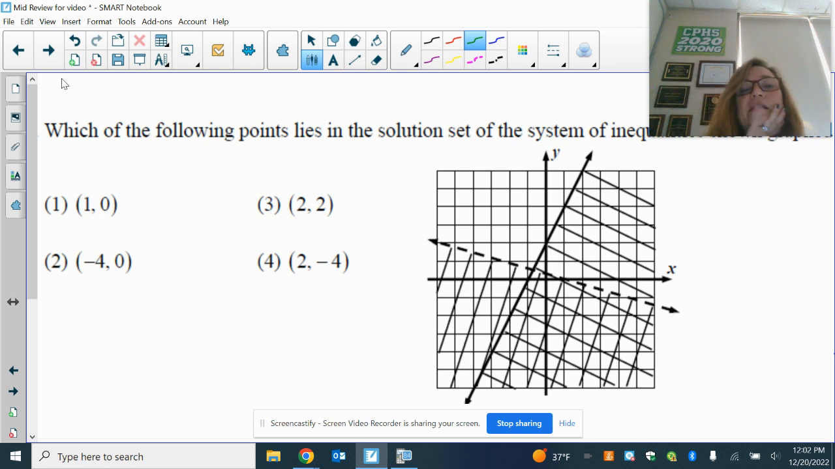All right, which of the following points lies in the solution set of the system of inequalities? So you're basically looking for something in the double. I think it's going to be 4, so I'm just going to do it. 1, 2, negative 4. Yeah, you're looking for something in the double. Now, because one of the lines is dotted, anything on the dotted line is not good. Solid line is good. So if they had names of points on the solid line, that would have been okay, but they didn't.